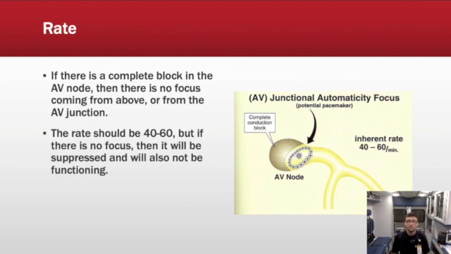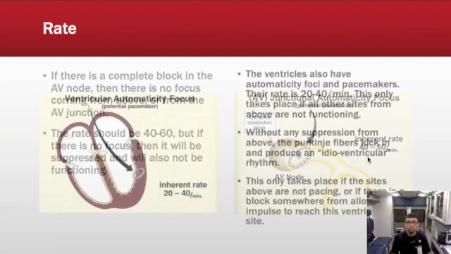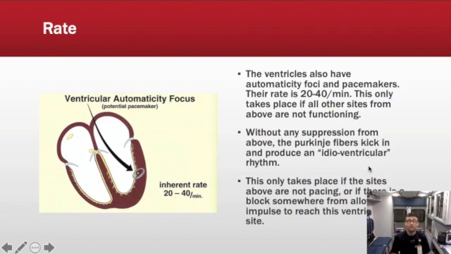The rate should be 40 to 60, but if there's no focus, then it will be suppressed and will also not be functioning properly. But if we have a primary AV node function, our rate is going to be 40 to 60 per minute. Now, if the AV node fails, we're getting down into the ventricles. The ventricles also have that automaticity just like the atria does, and they can create a pacemaker between 20 to 40 beats a minute. This only takes place if all the other sites from above are not functioning. So this is a failsafe that our heart has.